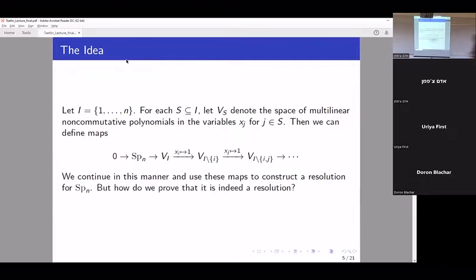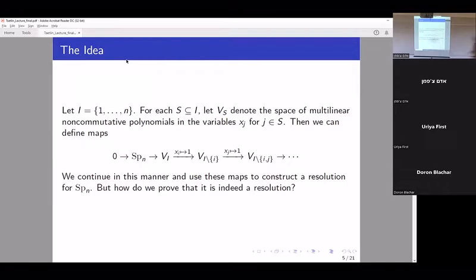But then the question is, how can we actually prove that this gives us a resolution, not just some chain complex? So that will be what we'll try to do today. Yes, we will take the direct sum here over i and j.